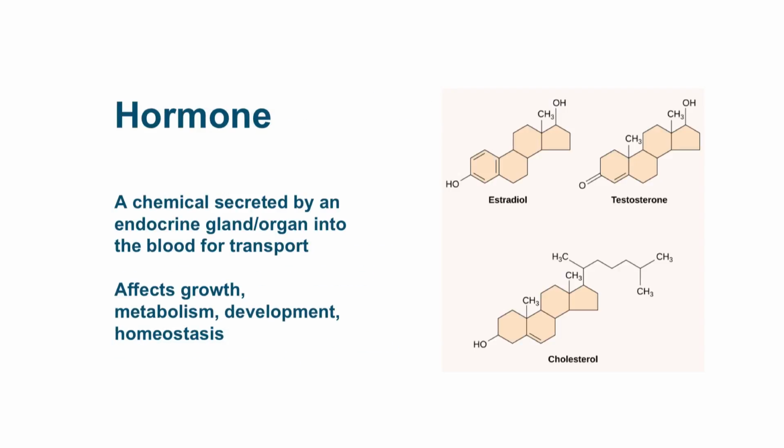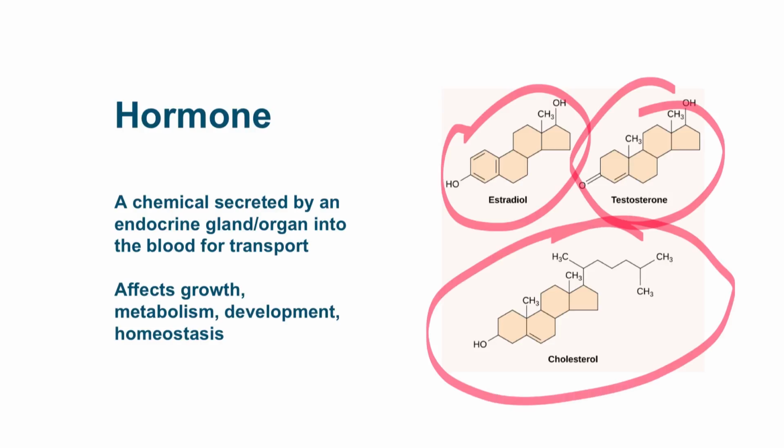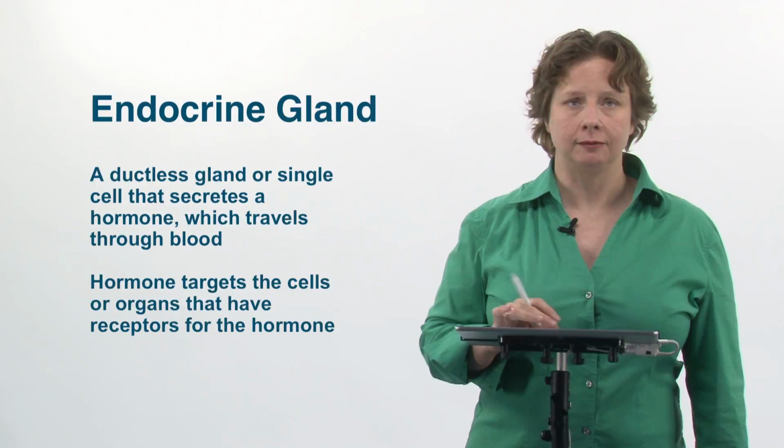Hormones are chemicals secreted by an endocrine gland or an organ into the blood for the body's transport. So several examples of hormones include estradiol, testosterone, and cholesterol. Read the textbook that comes along with this prep course to learn more about the functions of each of these hormones. So hormones affect growth, metabolism, development, and homeostasis. They basically affect a lot of things in the body.